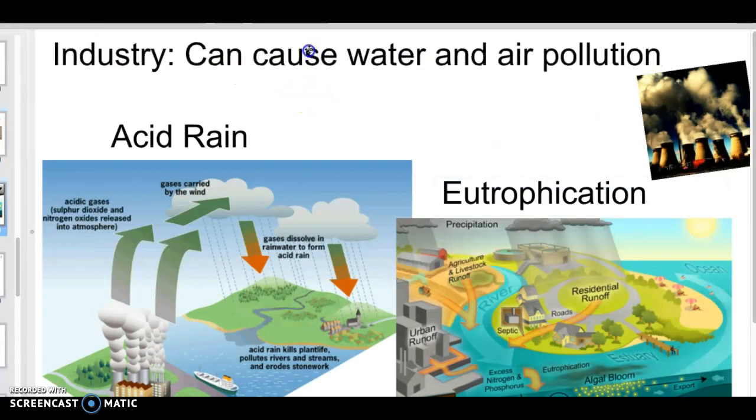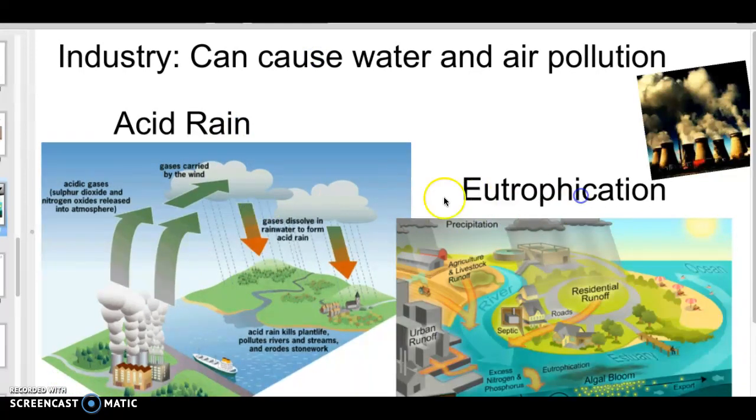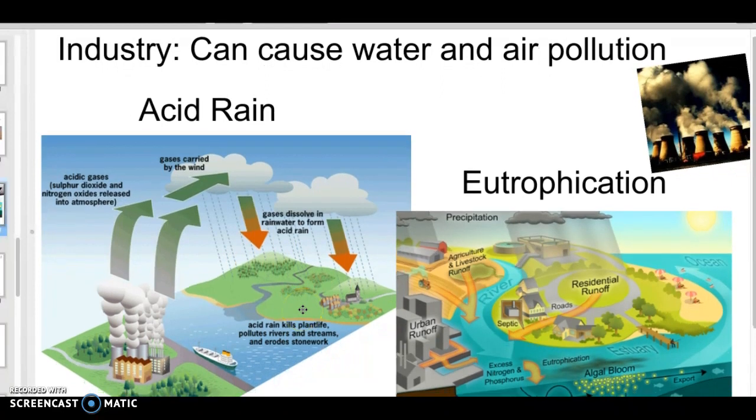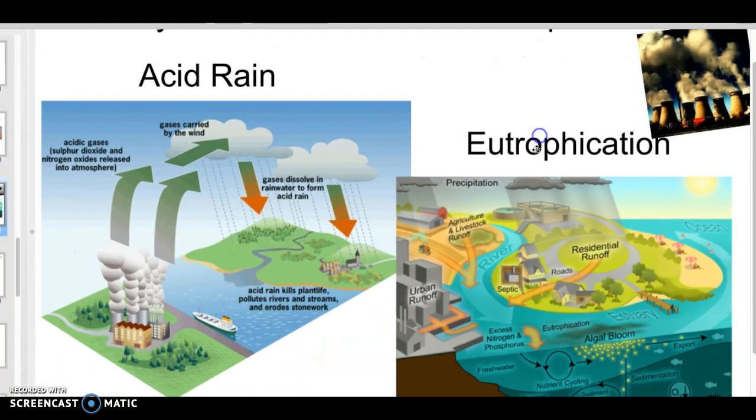So we have industry that can cause water and air pollution, and the two types that we looked at were acid rain and eutrophication. So acid rain was an example of air pollution, because we burn fossil fuels and release sulfur and nitrogen out into the air that mixes with water vapor, and that can drift and fall onto farms and small towns and forests, and that can affect the producers in that ecosystem.